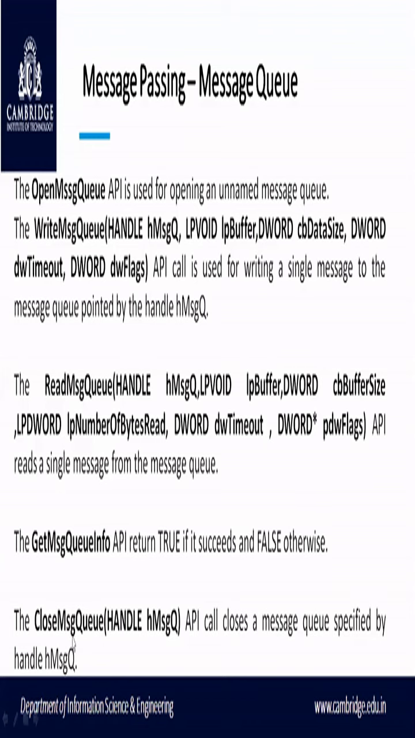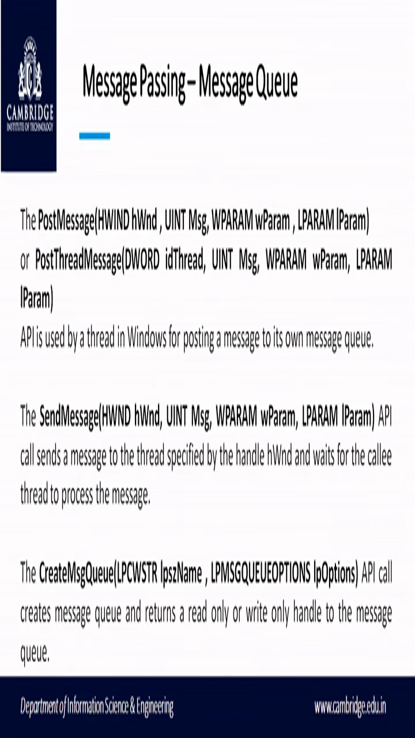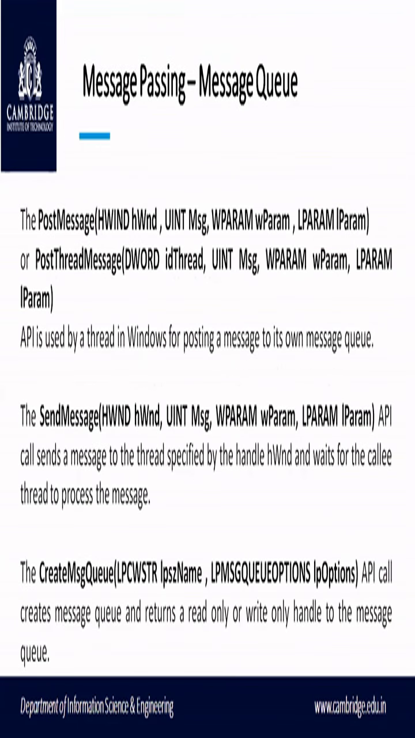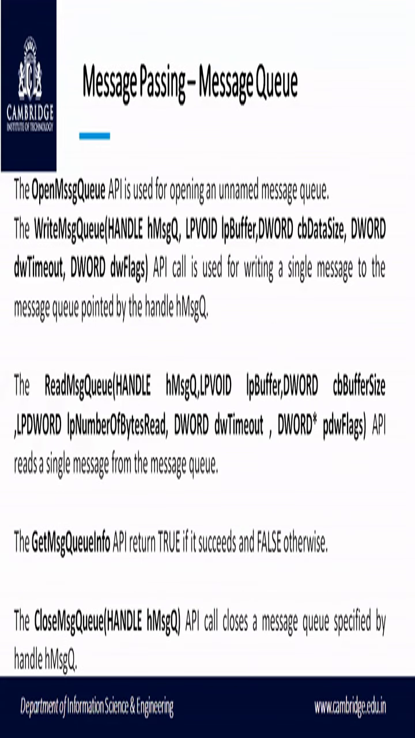You should also have close message queue. This closes a message queue specified by the handle H message queue. Whichever process has created the message queue and wants to communicate with the other process, once all these things happen and finish, you have to close the message queue also. So these are the syntax or methods you need to use for creating, posting, writing and reading the message queues. That is one method of message passing.